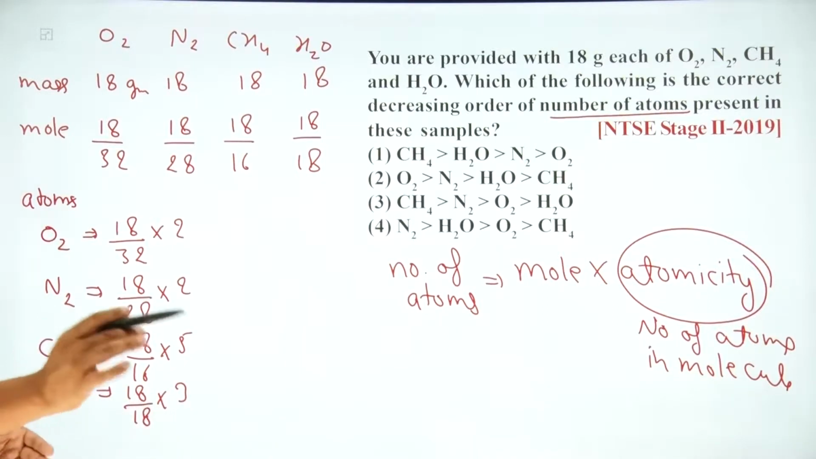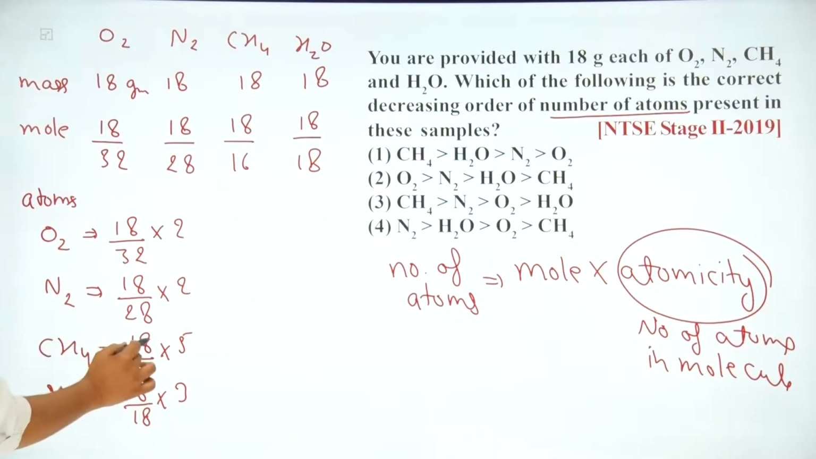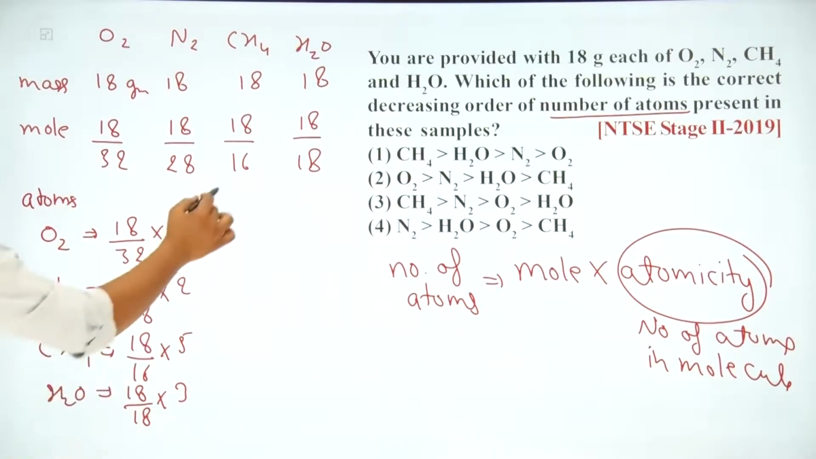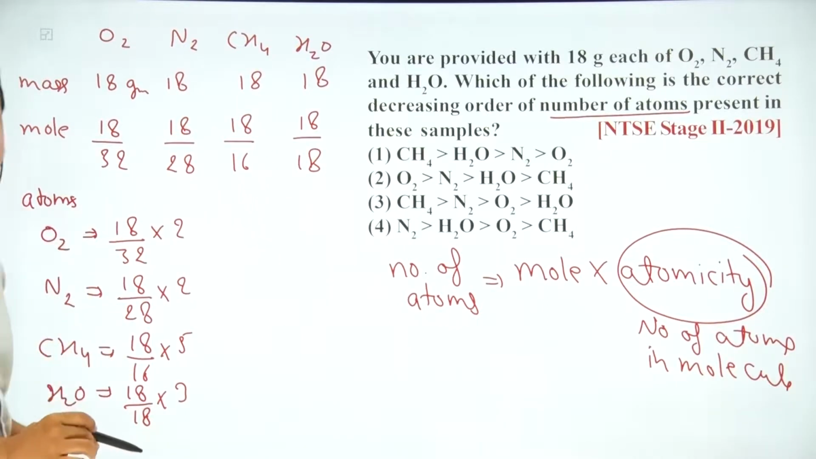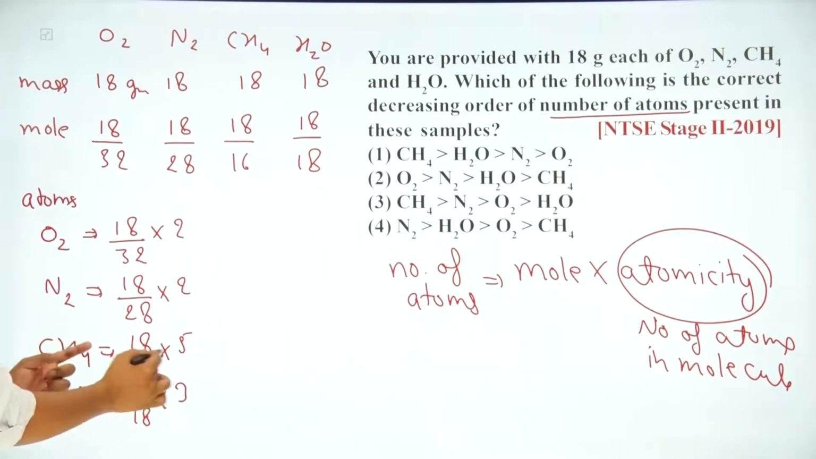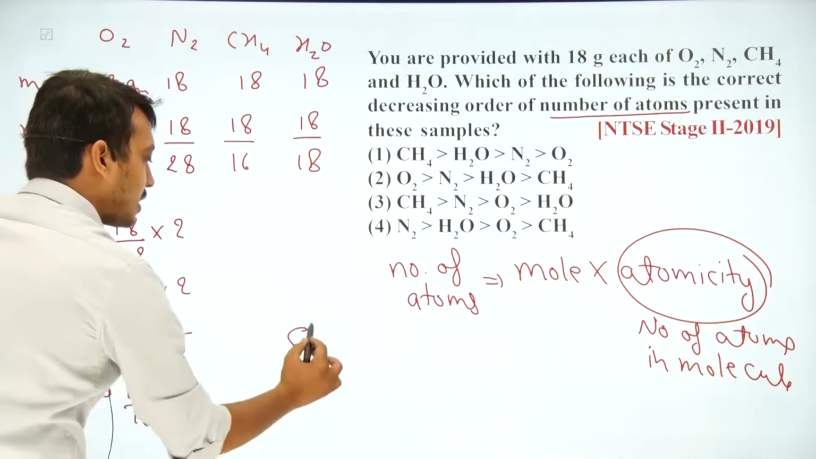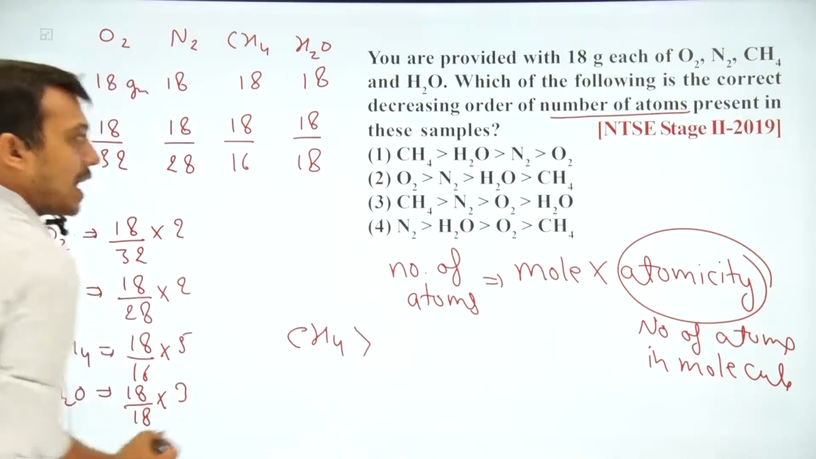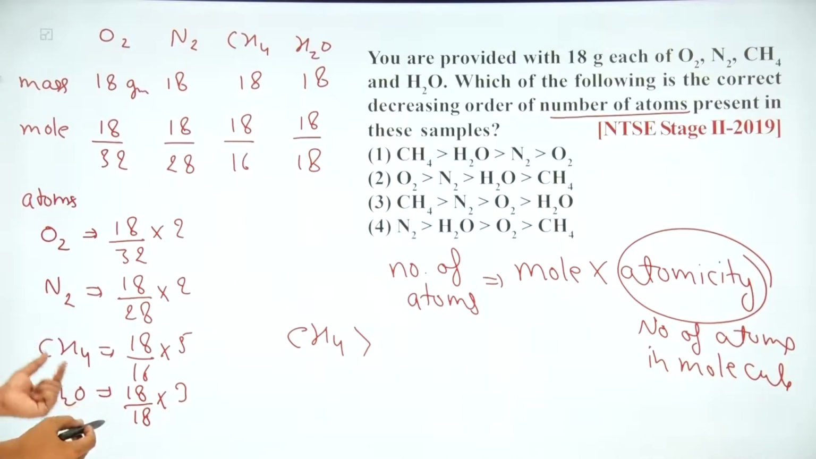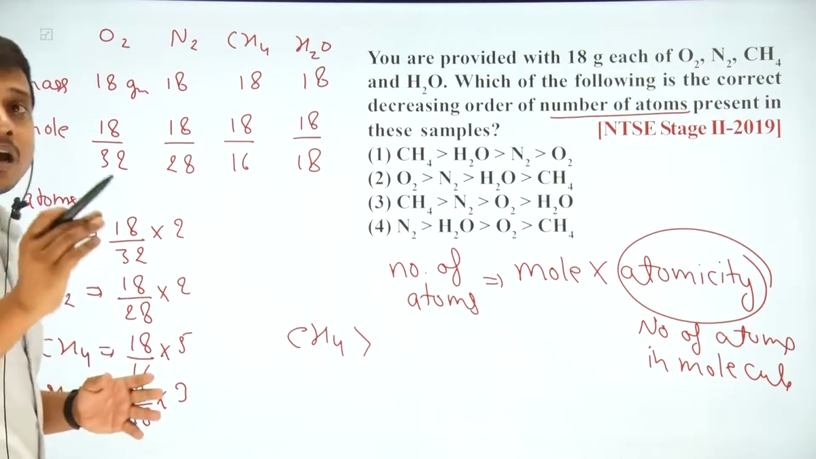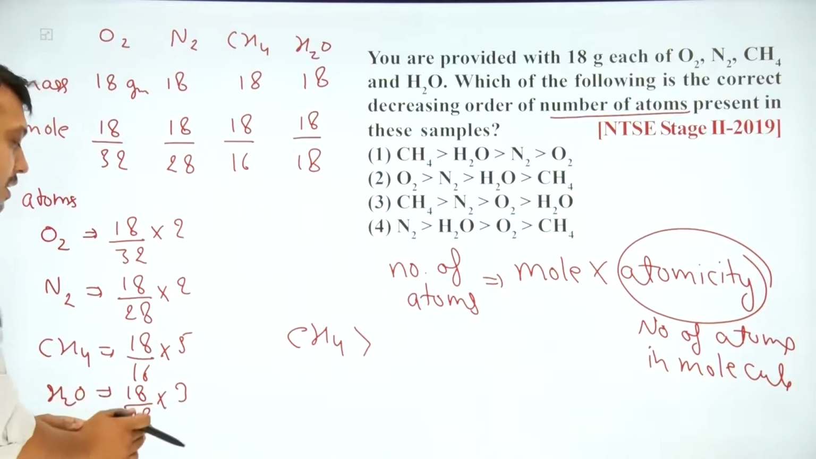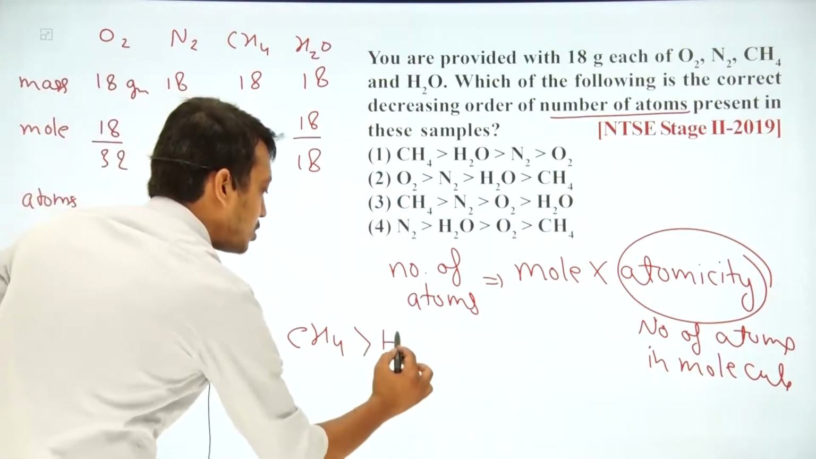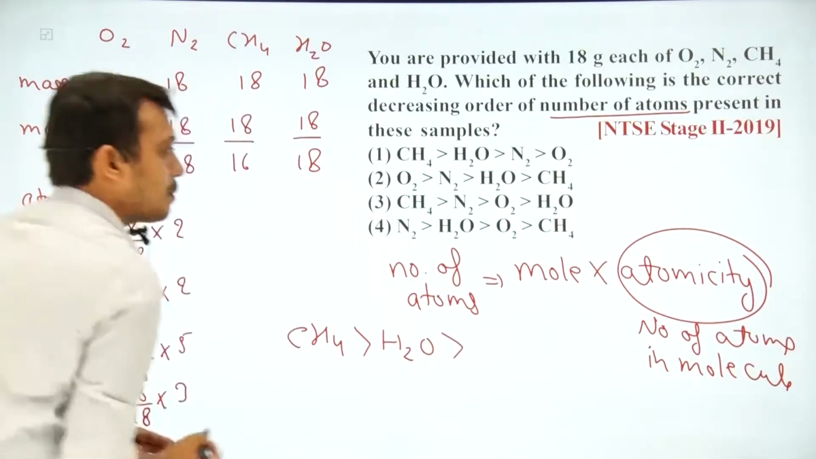Definitely, as you see, methane has moles greater than 1, as well as its atomicity is 5. It means when we multiply moles and atomicity, methane contains the highest number of atoms. After this, water will have the highest number of atoms. Why? Because nitrogen and oxygen have less than one mole, but water has 1 mole as well as 3 atoms. So water comes at second position.